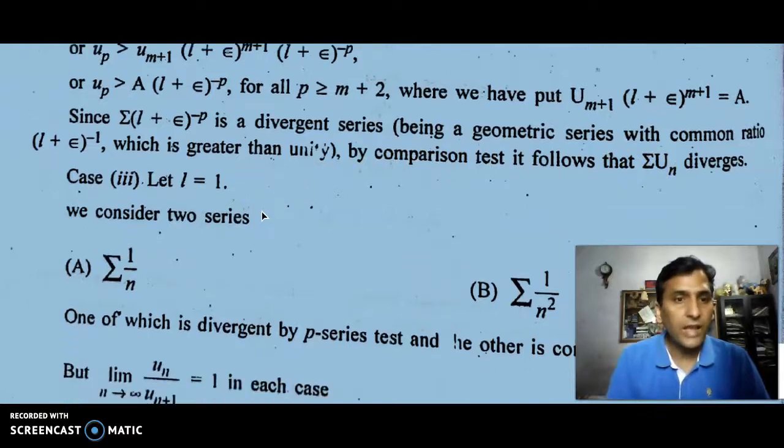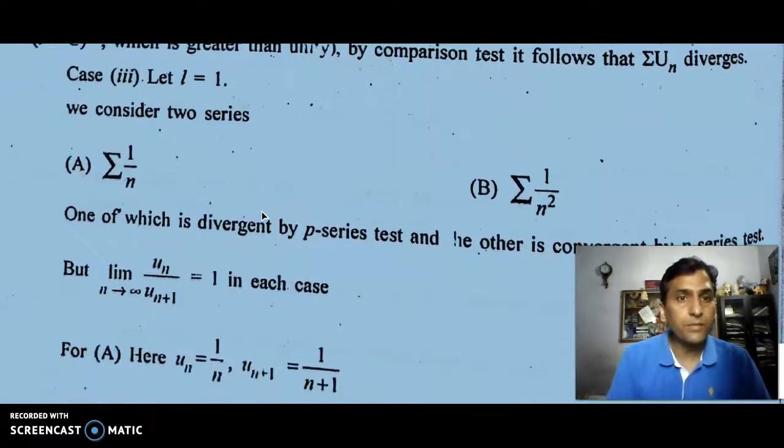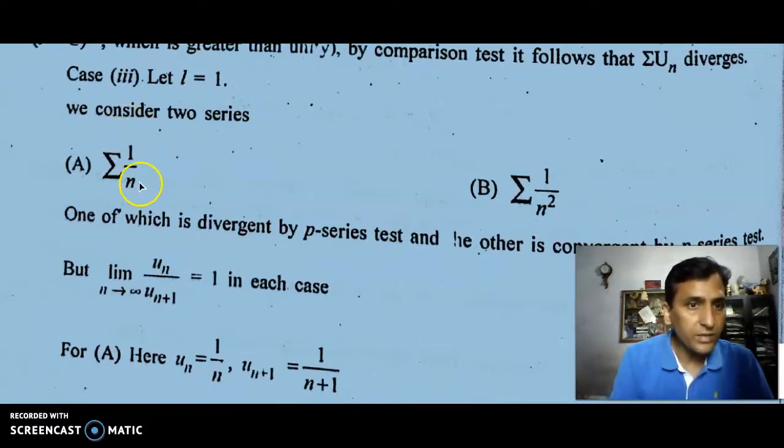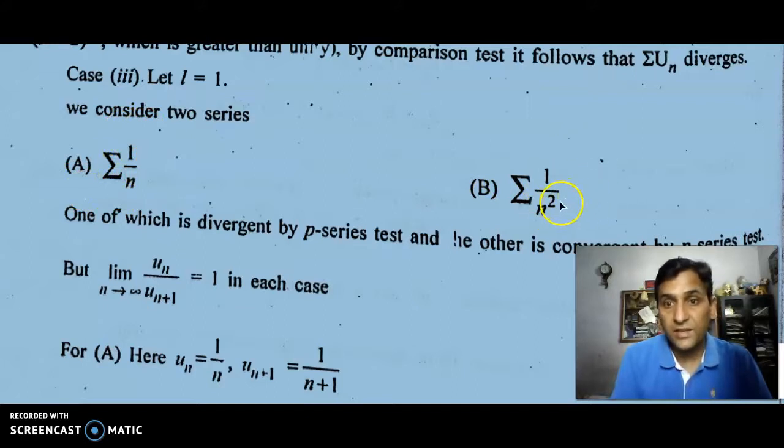For the case L equal to 1, we give an example, because here the series may converge or diverge. Now I take the series 1 upon n, which we have proved is divergent. And the series 1 upon n squared, by the p-test, is convergent. So in both cases the limit is 1, but one is convergent and the other is divergent.